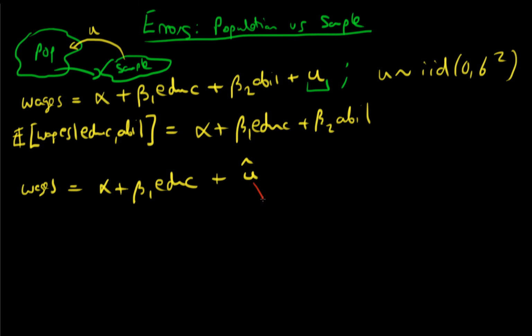In regression programs, this U hat is normally referred to as a residual, or your residuals is what you call this error. But notice, because we don't actually have people's individual level of ability in our sample data, our residuals, U hat, aren't actually going to be a particularly good estimate of the population errors U. In fact, they're almost certainly not going to be, because this U hat intrinsically is going to contain some measure of innate ability.